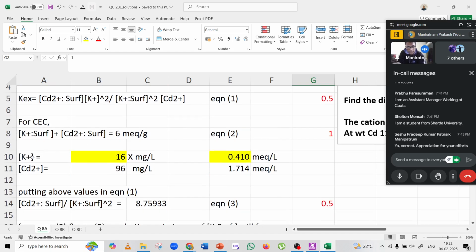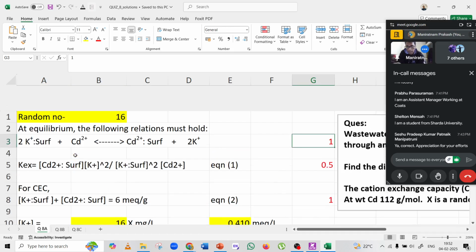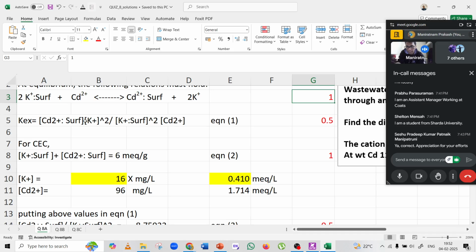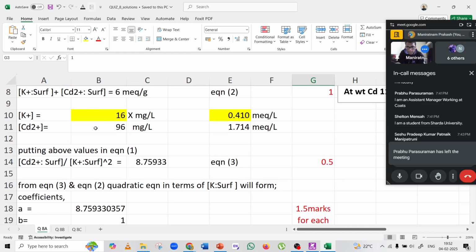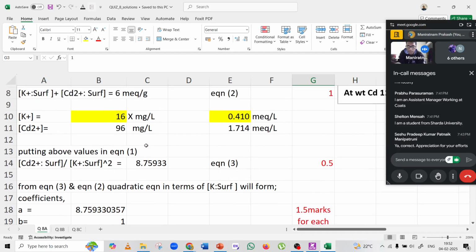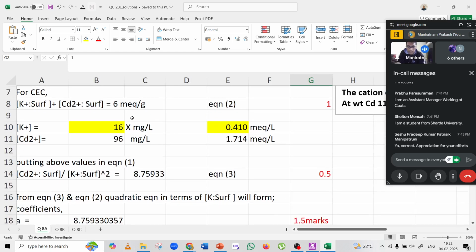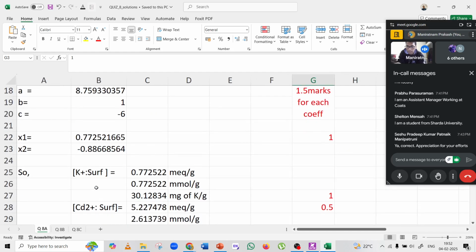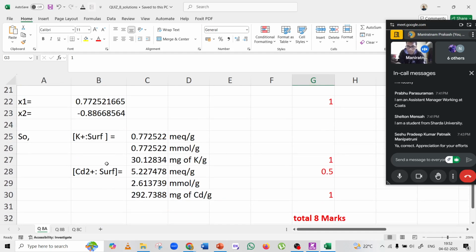You know the cadmium and potassium concentrations, and we know this equation. In this equation we will be putting the cadmium concentration and potassium concentration, and then we will have this kind of equation. Cadmium divided by potassium squared will be 8.755, and you know potassium plus cadmium is 6 milli equivalent per gram. We will solve this equation, and from here we will find the concentration of cadmium attached to the surfactant, that is, after treatment how much cadmium has been removed, or how much cadmium is attached to the resin.